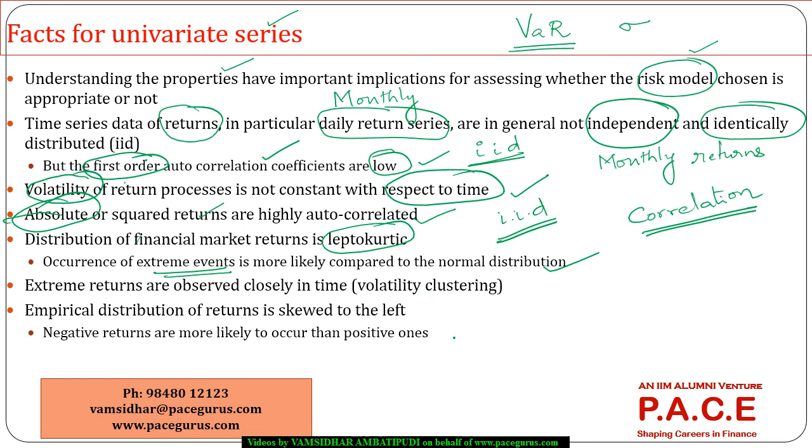So the assumptions of various risk models, assuming that returns follow a normal distribution, will have a big impact on the model, because risk management is about the mitigation of losses, but here we see that compared to a normal distribution, big losses are possible in the financial returns of various sectors. And extreme returns are observed closely in time.